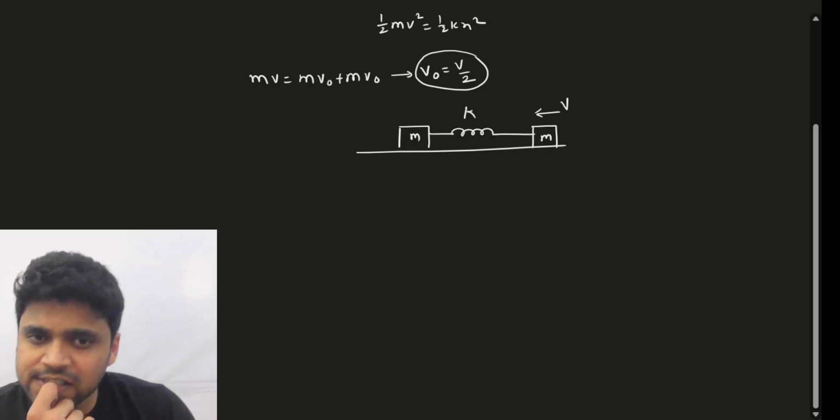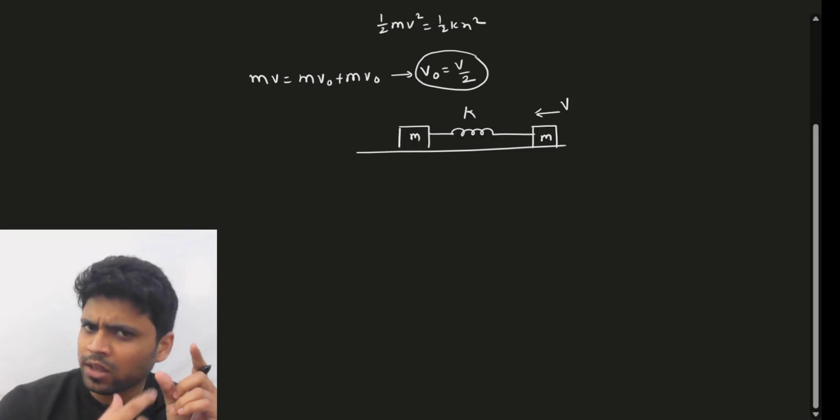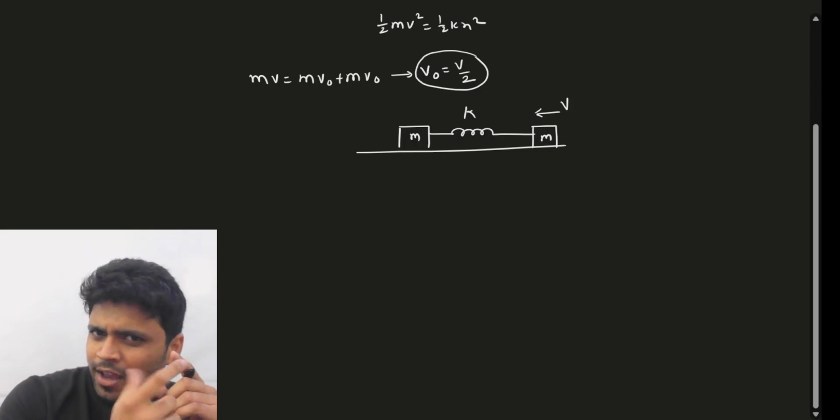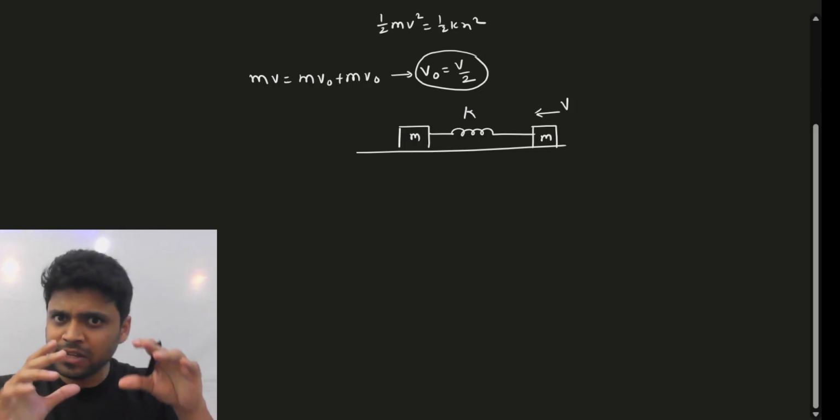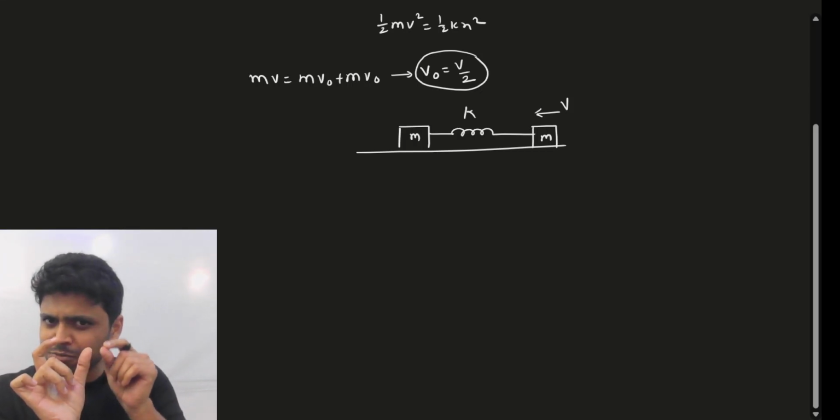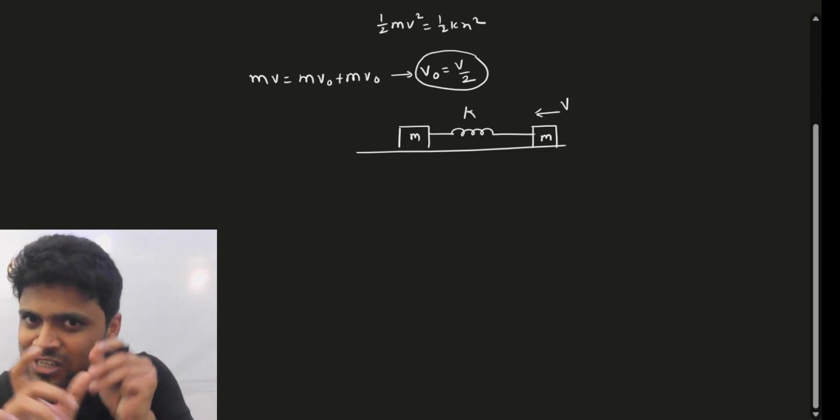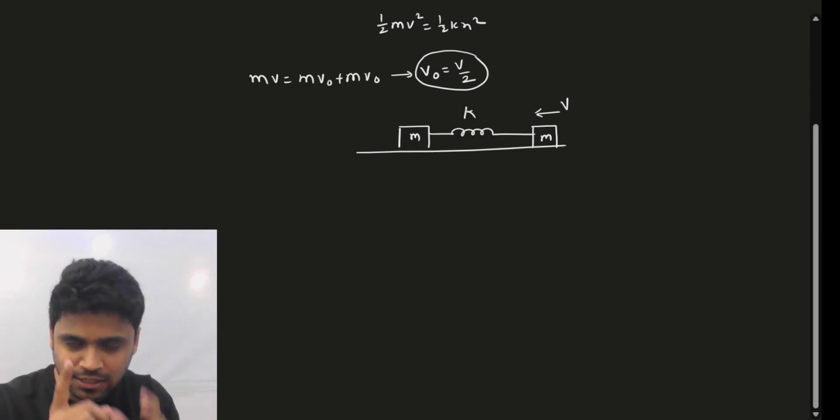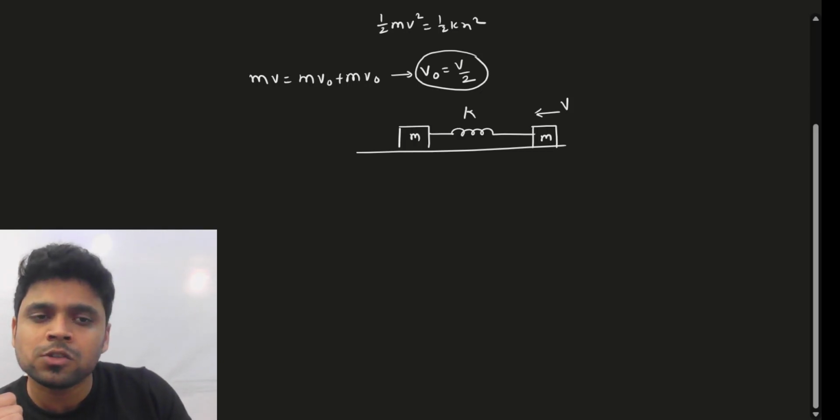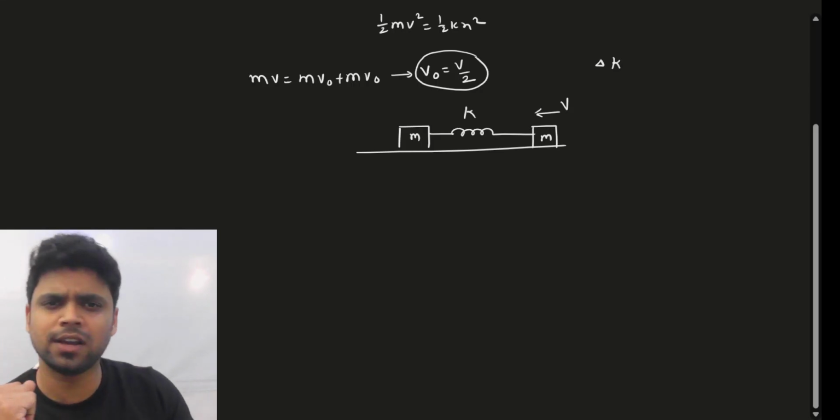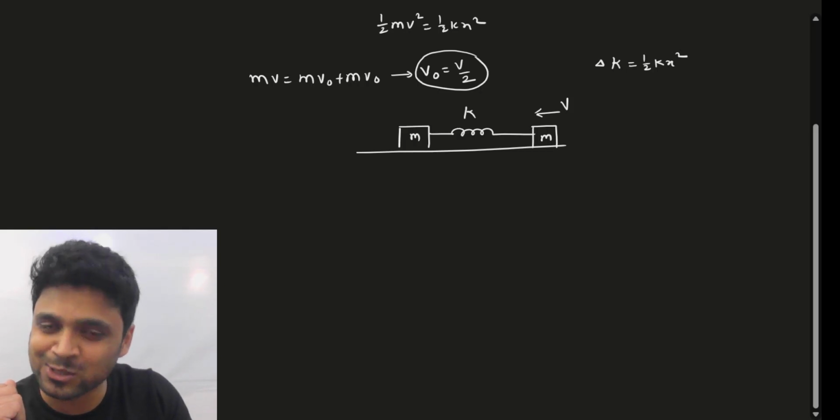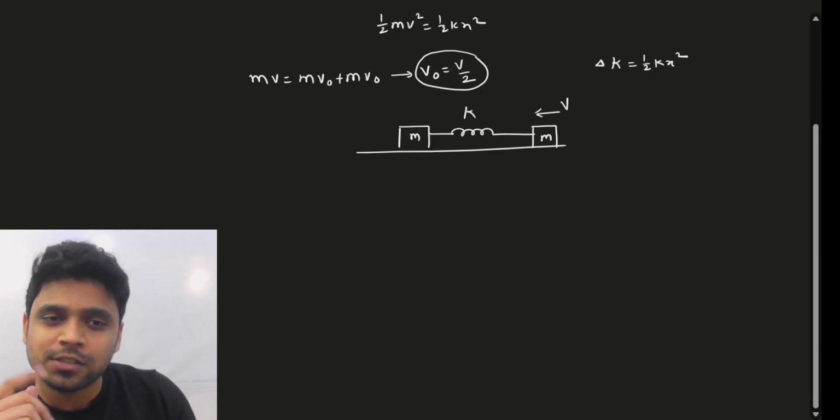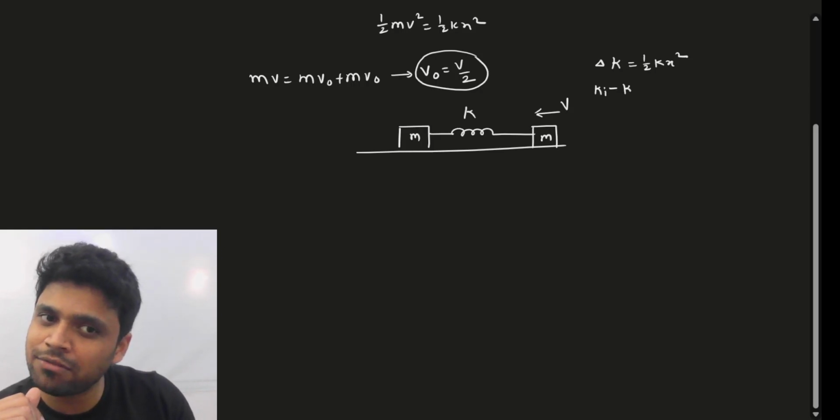Now what I have to do is, initially the block on the right was having kinetic energy. The two blocks at maximum compression are also having kinetic energy. So the difference between their kinetic energies has been stored as the potential energy in the spring. So basically I have to take the change in the kinetic energy and equate it with half times k times x squared.